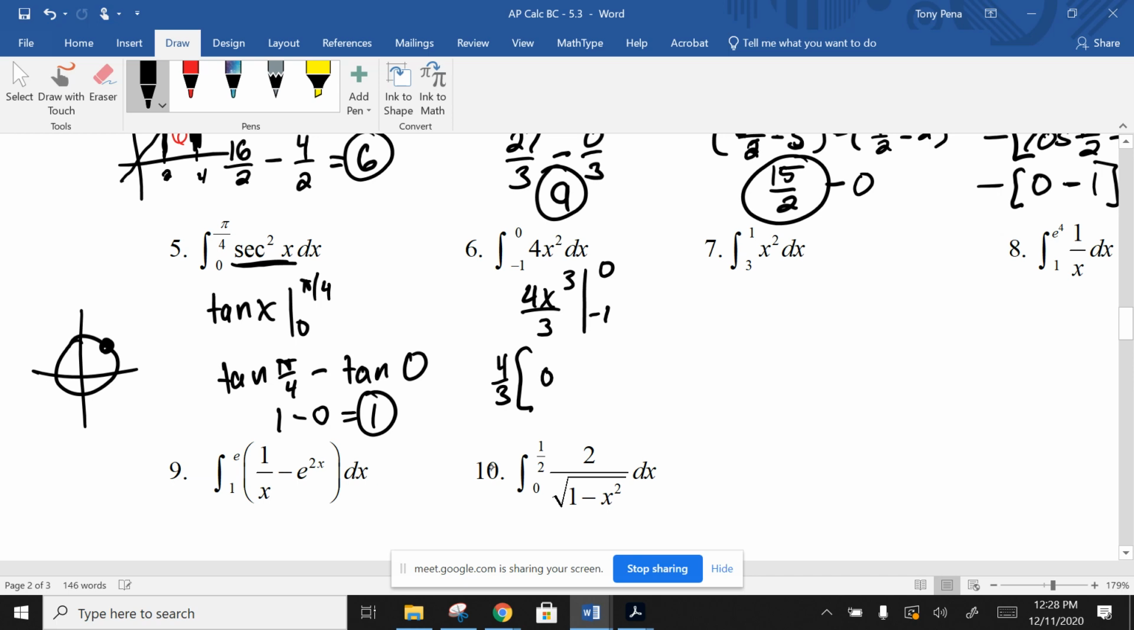Then all you're going to end up with is 0 cubed minus a negative 1 cubed. So then that 4/3 would just get multiplied by whatever the inside evaluates to be. So this should end up being what? 0 minus a negative 1, which is a plus 1. So this should get a value of 4/3.